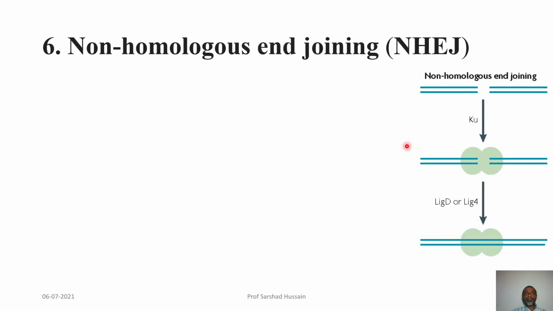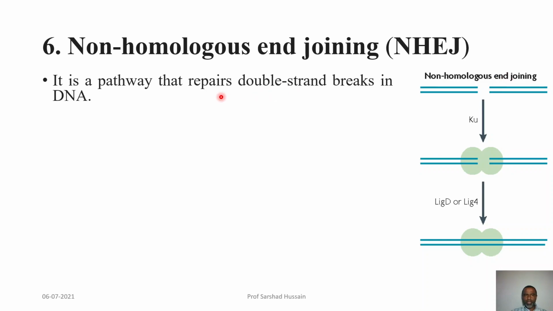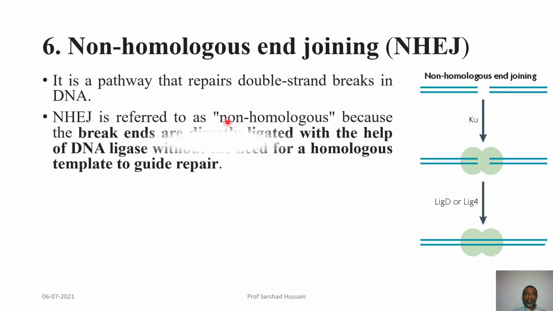Then you have the non-homologous end joining. What happens is that if a break takes place between the two strands, the mechanism involved to anneal or seal them is called non-homologous end joining. It is called non-homologous end joining because the broken ends are directly ligated with the help of DNA ligase, without the need of a homologous template to guide repair. That means no homologous segment was present there.